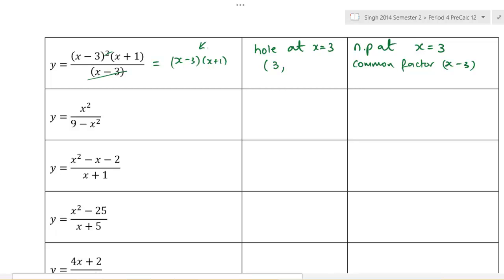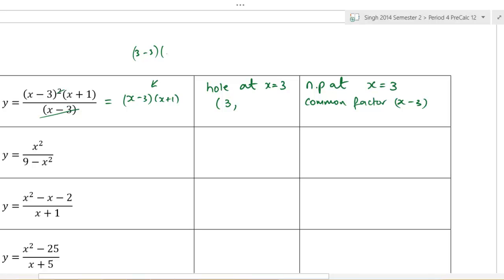I'm going to instead plug it into the resulting function once I've simplified it. So once I've simplified that expression, I'll take x equals 3 and plug it in there. I'll get 3 minus 3 multiplied by 3 plus 1, which is basically 0 times 4, which gives me 0. It's no longer an undefined value. So I can plug the x coordinate of that hole into the resulting simplified function and get the y coordinate, which is going to be 0. So the hole is going to have a location at (3, 0).